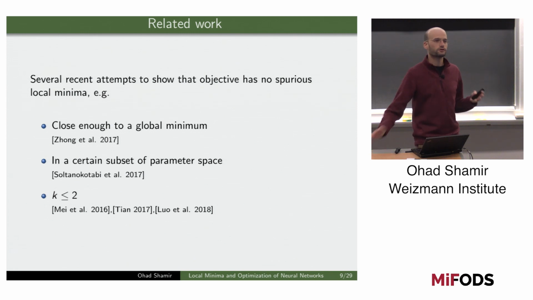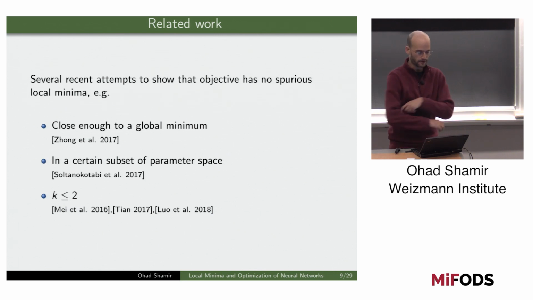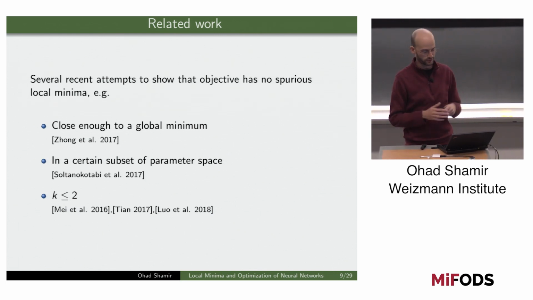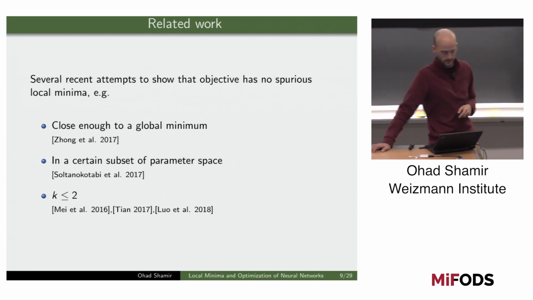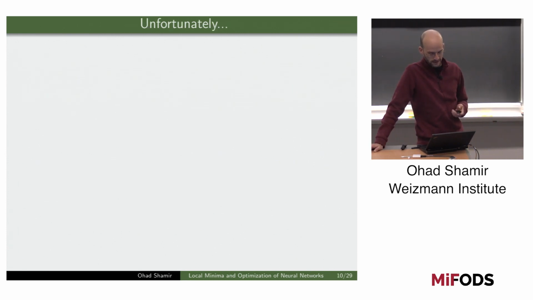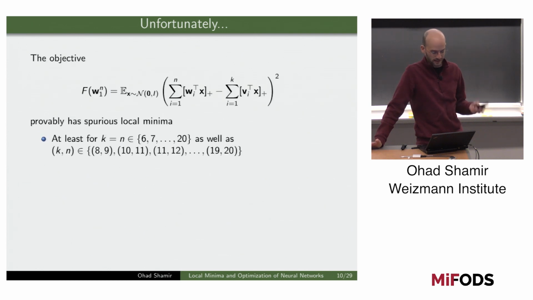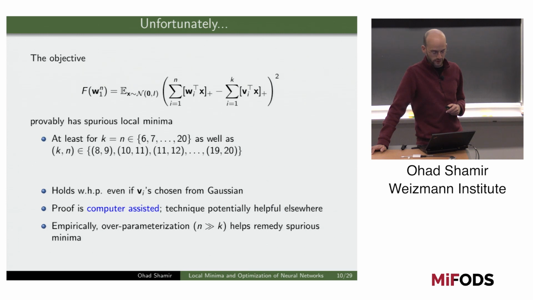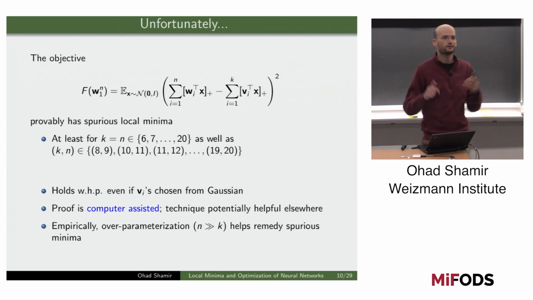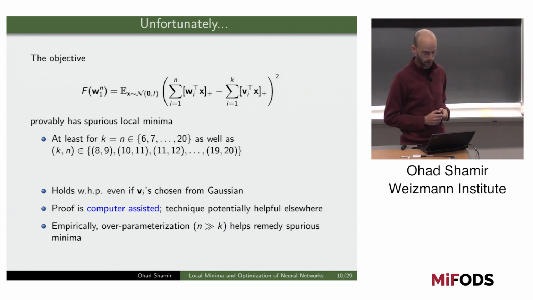Now, there were several recent works which tried to show that, at least for this simple setting, the objective has no spurious local minima, but they were all kind of partial, so if you're close enough to the global minimum or in a certain subset of the parameter space. What we show is that, unfortunately, this objective does have spurious local minima, at least for certain values of k and n. And moreover, this holds not just when the v_i are orthogonal, but even if you choose the weights at random. So if your target network is picked at random, in a certain sense, still with very high probability you're going to get a local minimum.